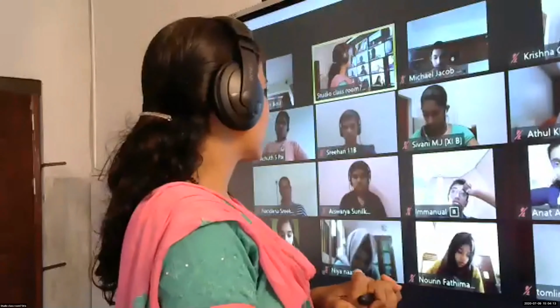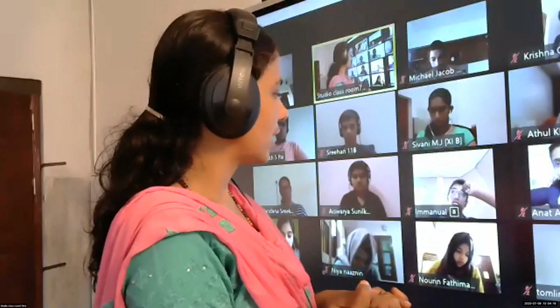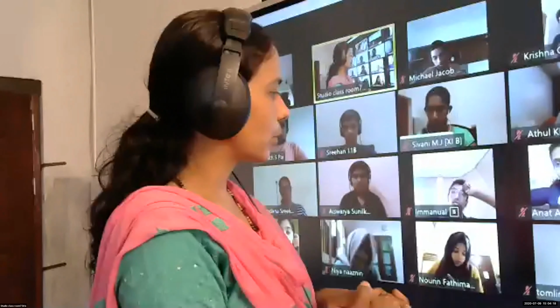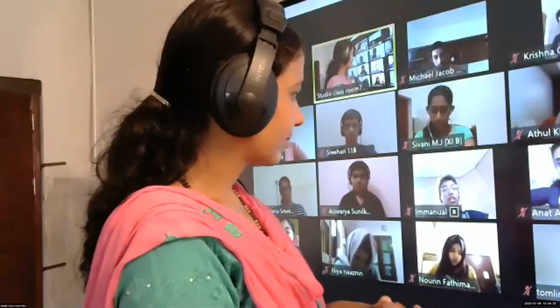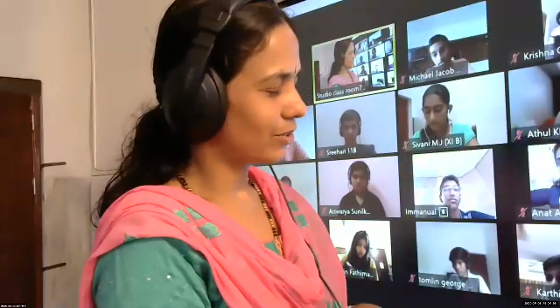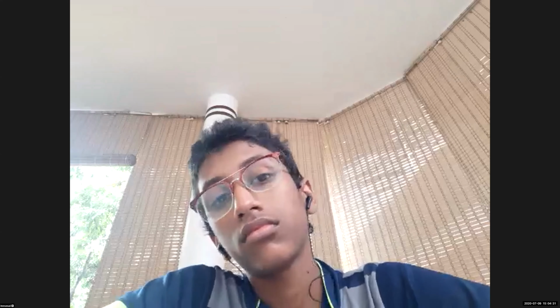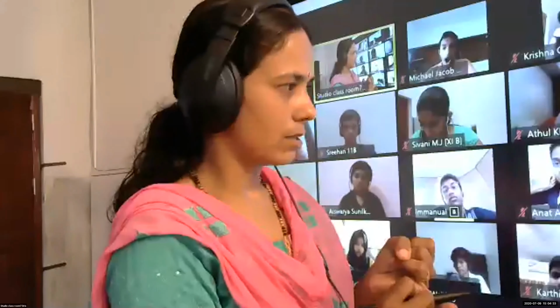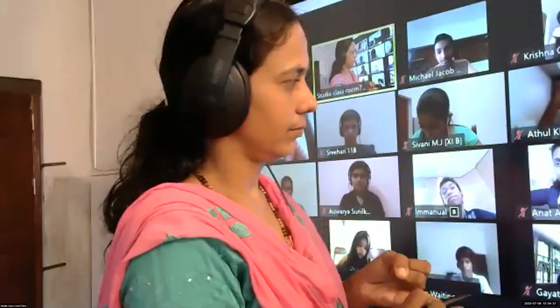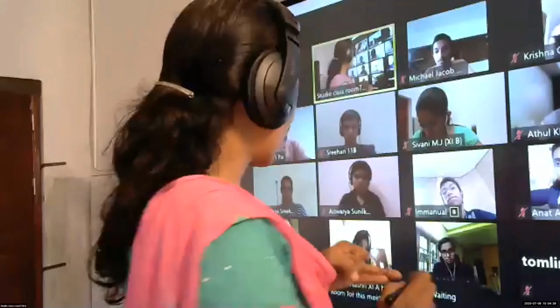One more formula is there, isn't it? The sum to n terms is n by 2 into first term plus last term. Good, correct. So we learned how to find the sum to n terms. Then we learned about arithmetic mean. The arithmetic mean of two numbers A and B is given by A plus B by 2.